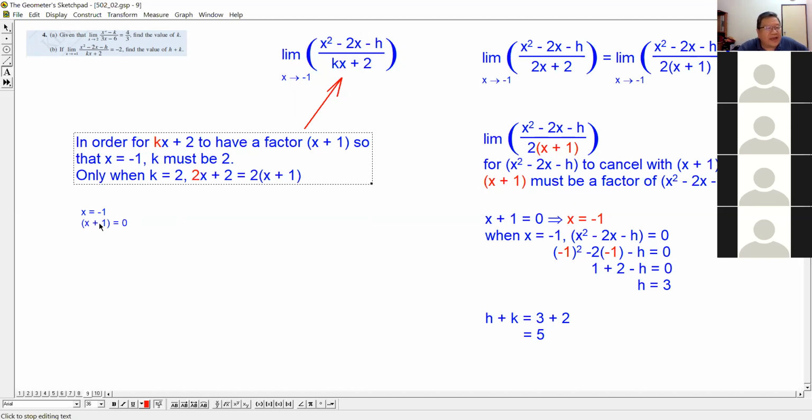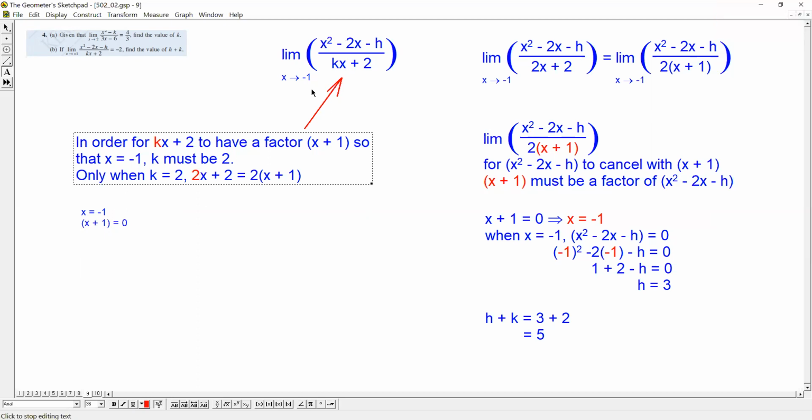So if the factor is x plus 1, then x equals -1 will make this undefined. So when x plus 1, I have to create something at the top so that it can cancel away the factor x plus 1. Okay or not so far?